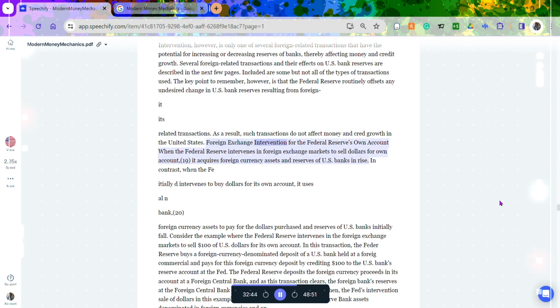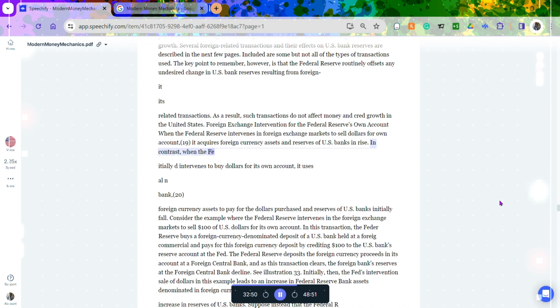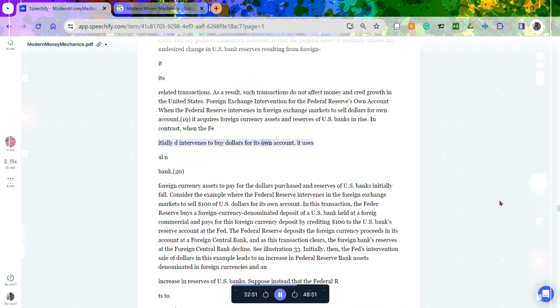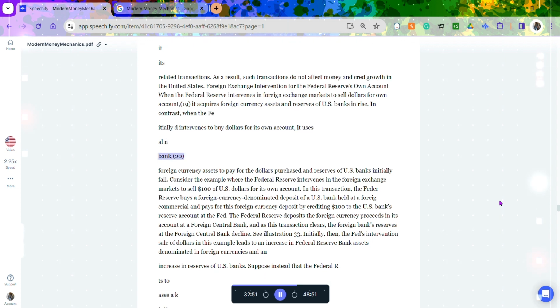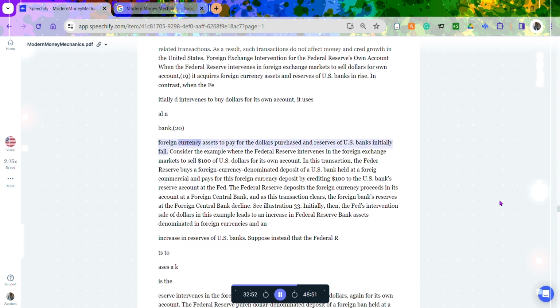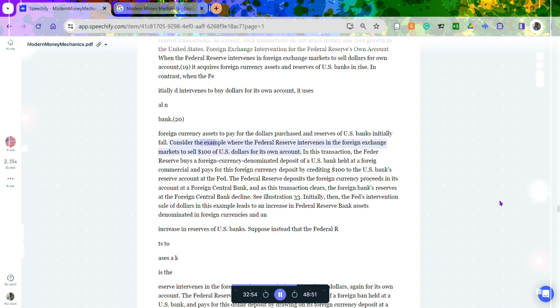Foreign exchange intervention for the Federal Reserve's own account. When the Federal Reserve intervenes in foreign exchange markets to sell dollars for its own account, it acquires foreign currency assets and reserves of U.S. banks rise. In contrast, when the Fed intervenes to buy dollars for its own account, it uses foreign currency assets to pay for the dollars purchased and reserves of U.S. banks initially fall. Consider the example where the Federal Reserve intervenes in the foreign exchange markets to sell $100 of U.S. dollars for its own account.